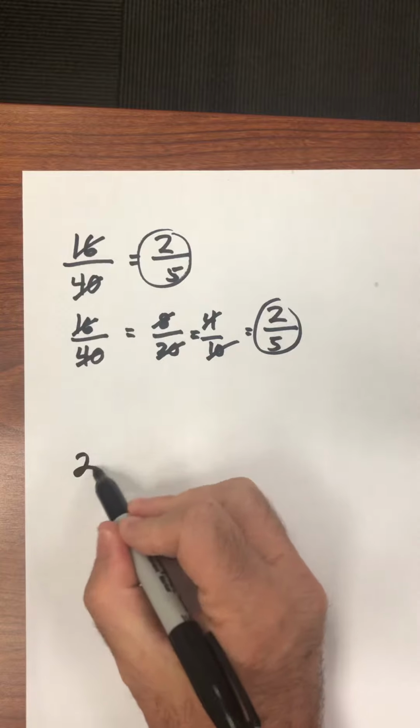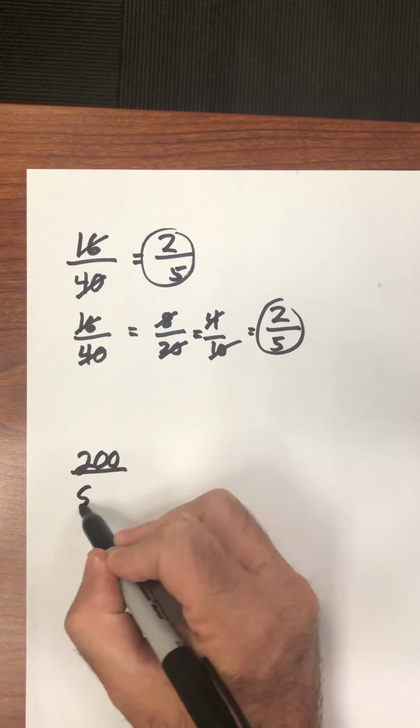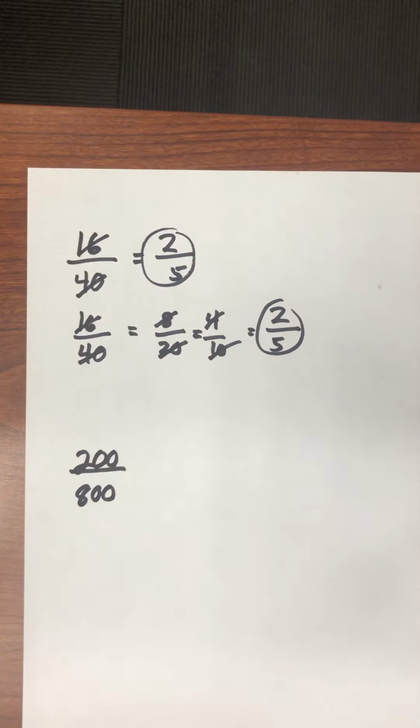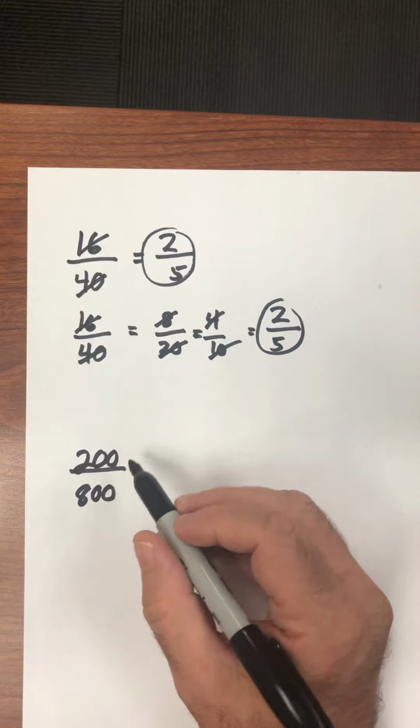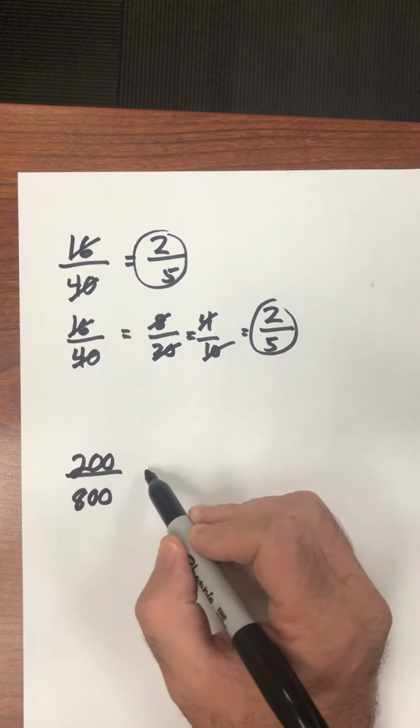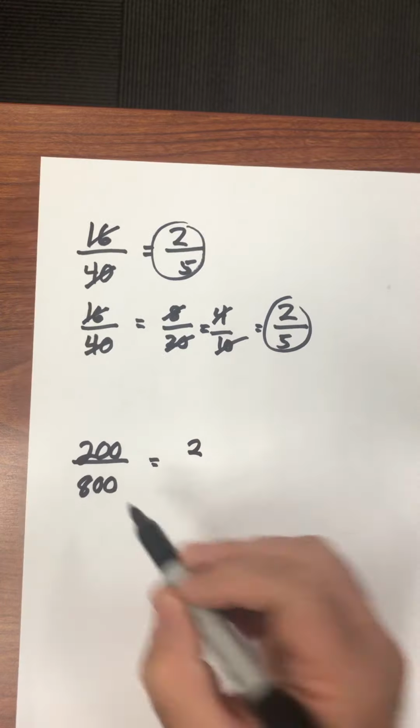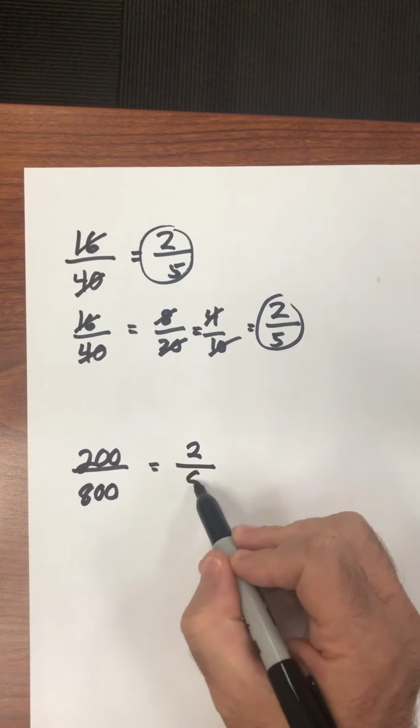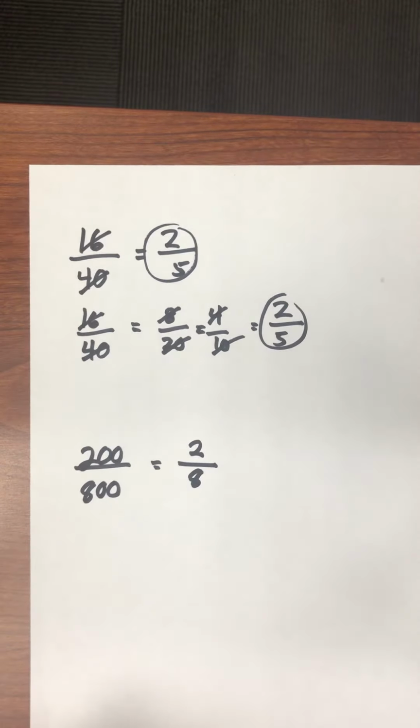All right, here's my second example, 200 over 800. So this seems intimidating because those are really big numbers, but there should be an obvious big number that goes into both of those, which is 100. Right? So I'm going to divide the top one by 100 and I get 2. And I'm going to divide the bottom one by 100 and I get 8. And that's a reduced fraction.